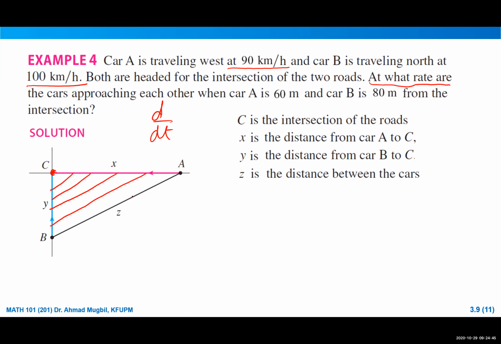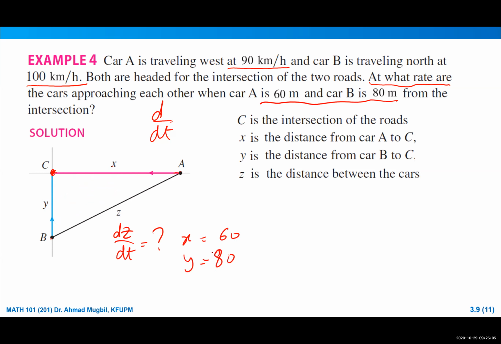So let's call it Z, the distance between A and B. It is also a variable. And he is asking about dz/dt, not in general. He is asking about dz/dt when what? When X is 60 and Y is 80. Okay? Is it understood, ya shabab, until now?